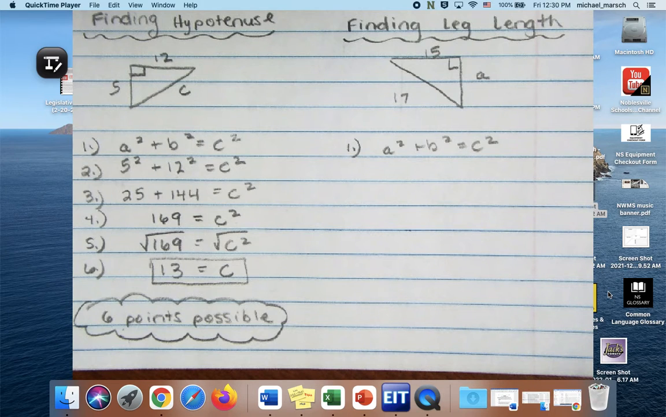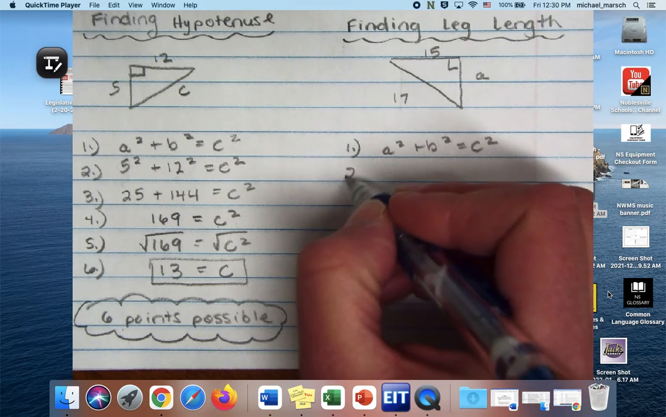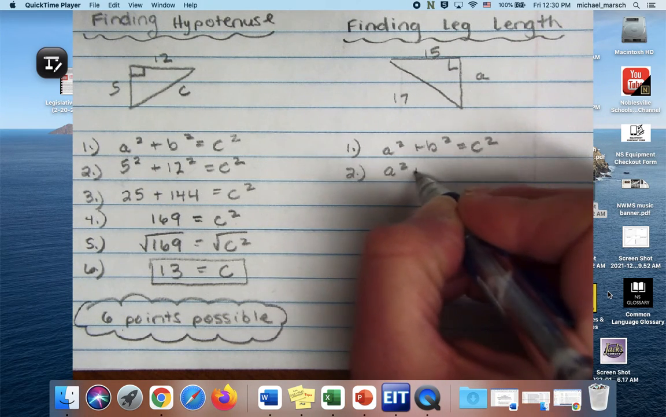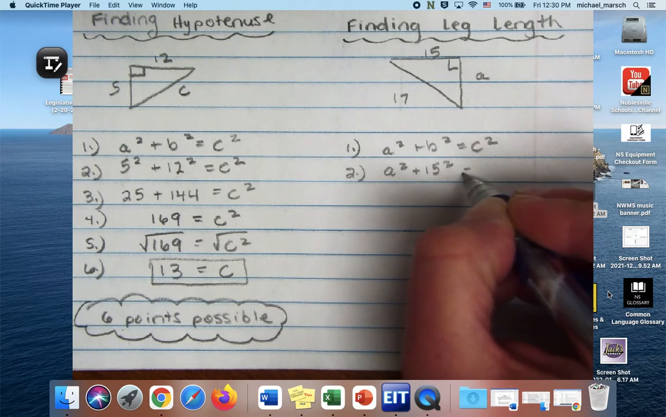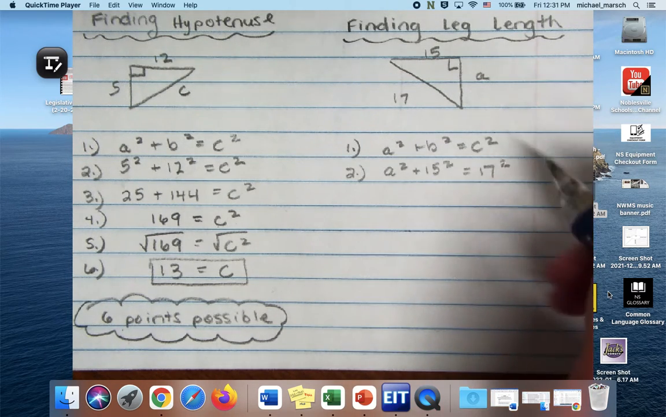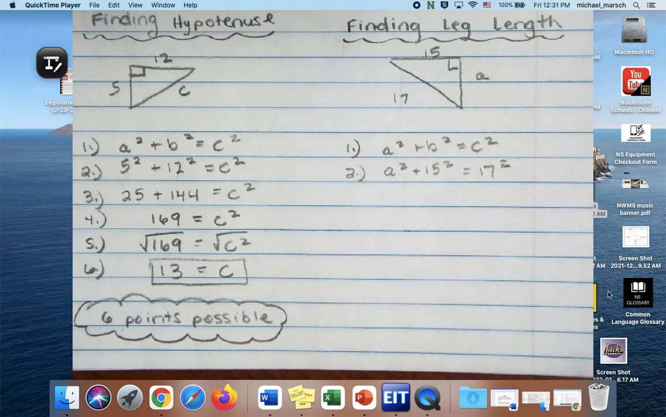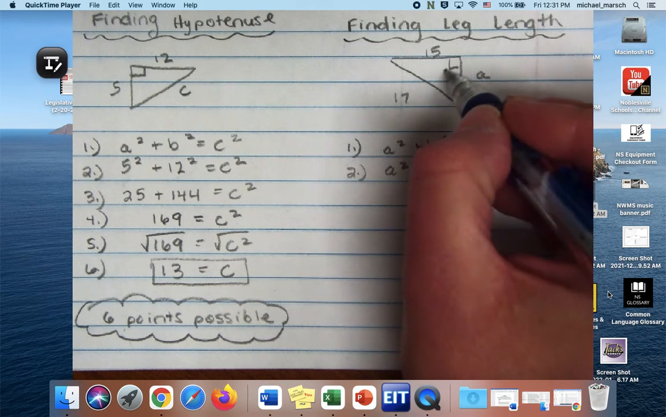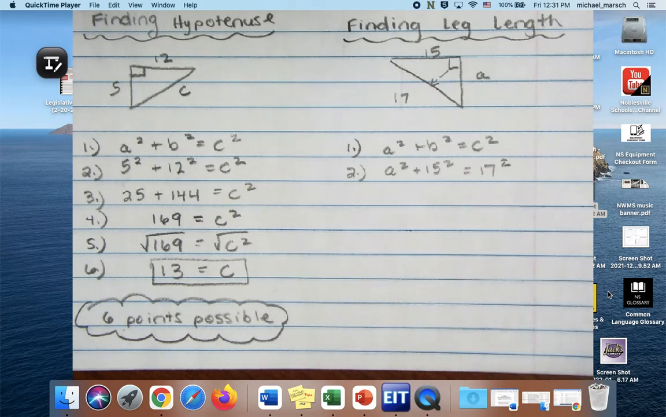Got it, Rylan? Now I've got A squared plus 15 squared equals 17 squared. How did I know that 17 was my hypotenuse? Because it was on the opposite side. It's opposite the right angle. Why didn't you add 9 squared? Oh, that's an A. It's A. Oh, I wrote like 9.